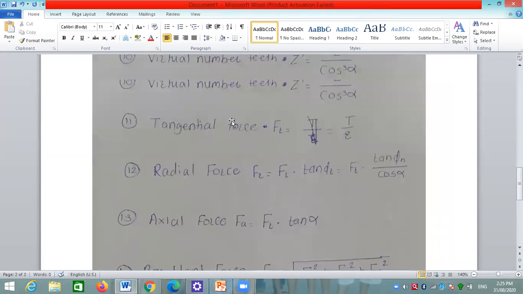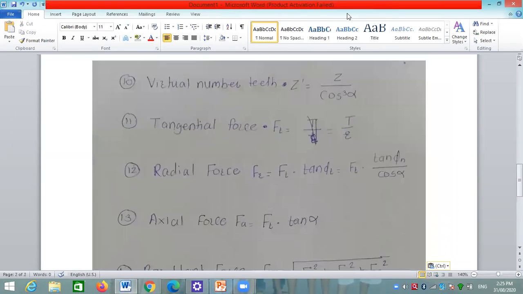Okay, here the 10th formula in this chapter is the virtual number of teeth, that is z dash. Z dash is equal to z divided by cos cube of alpha. At the time of diameter, the numerator is cos square of alpha, and for the number of teeth, the numerator is cos cube of alpha.